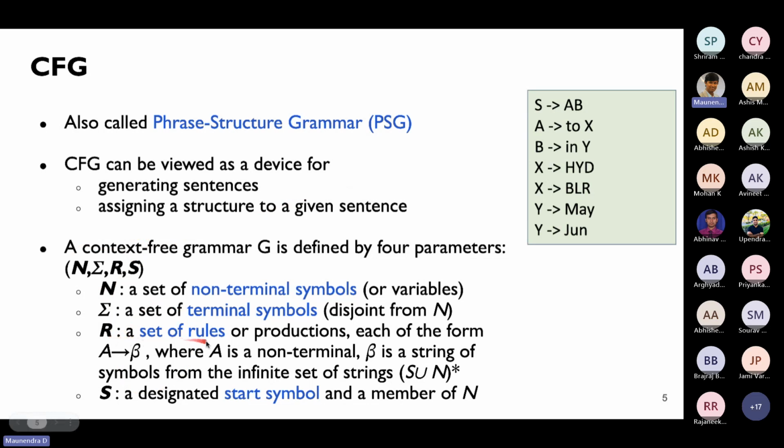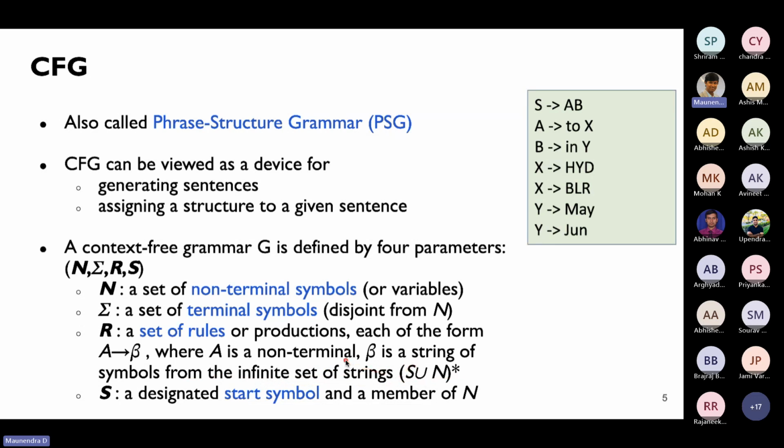So R is a set of rules or productions. So 1, 2, 3, 4, 5, 6, 7. There are 7 rules here. Each of them is of the form A to some beta. On the left-hand side, we have one symbol, and on the right-hand side, we have some expansions, where A is a non-terminal and beta is a string of symbols from the infinite set of strings (S union N)*.